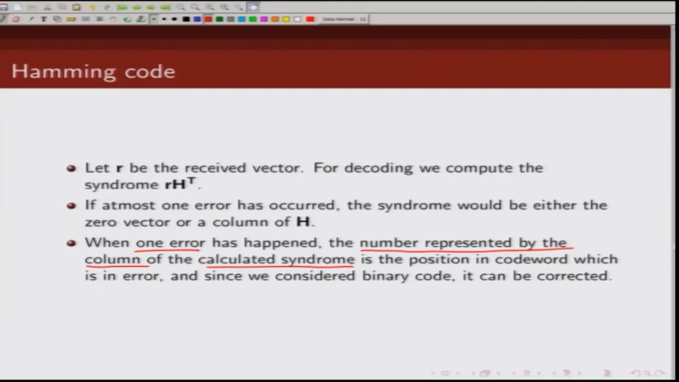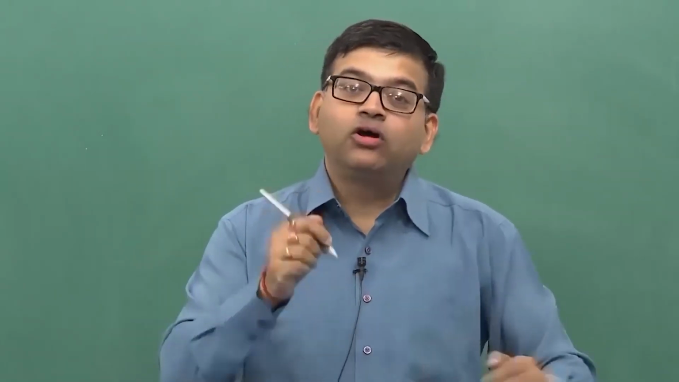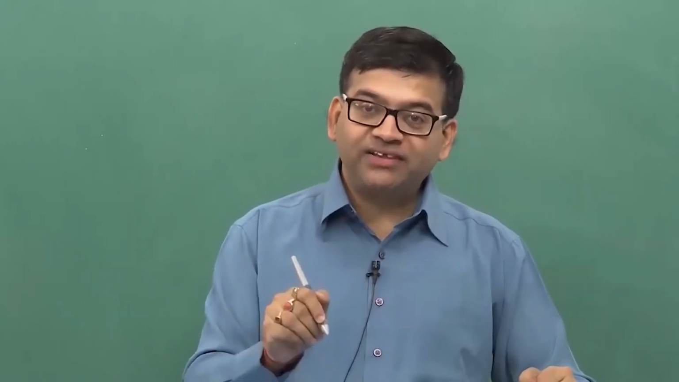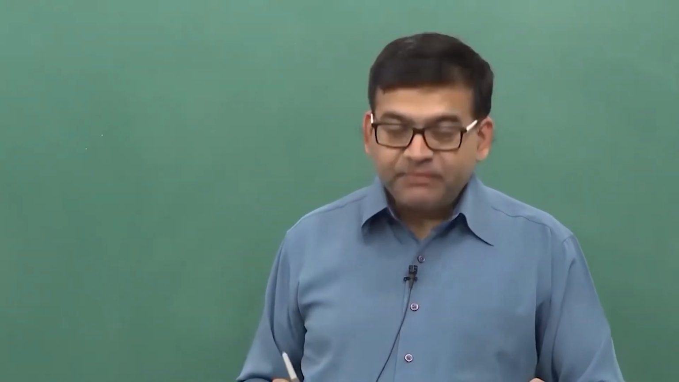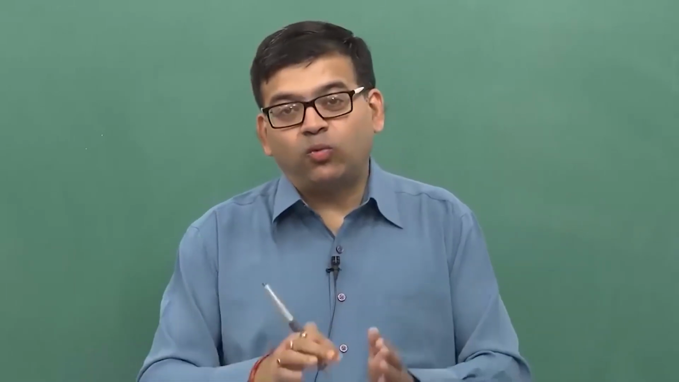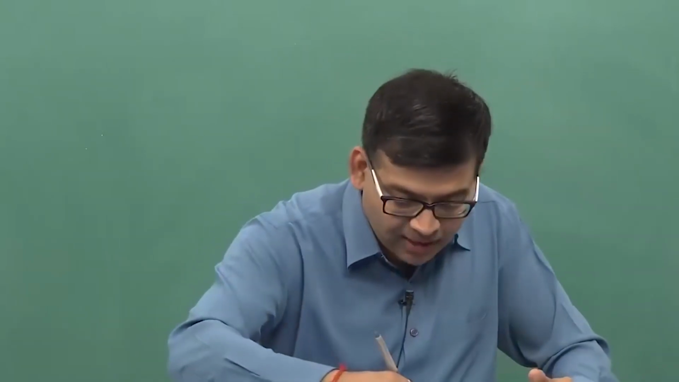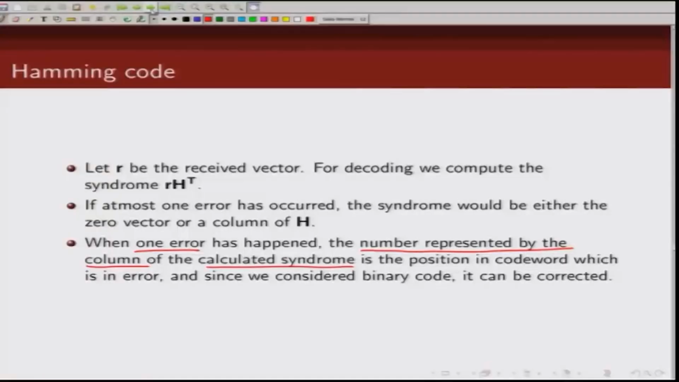So, see, it is so nice. By looking at the syndrome and comparing it with the columns of the parity check matrix, our reordered parity check matrix, we can find out the location where the error has happened. And since for a binary code, if we can locate the error, the bit can be either 0 or 1, whatever the bit is, we just flip that bit and get our corrected code word.